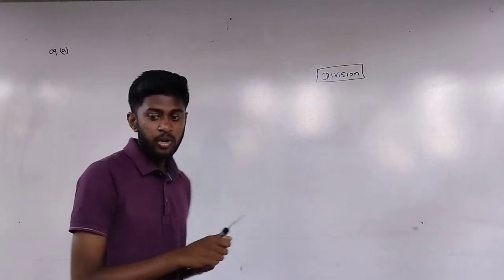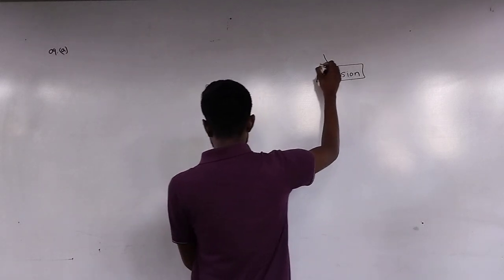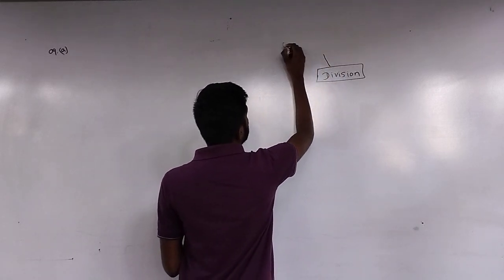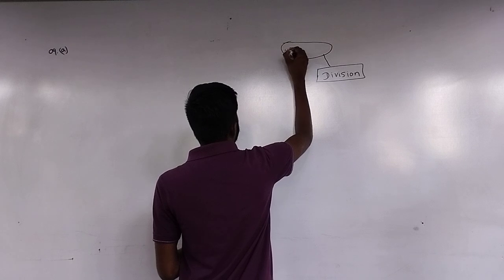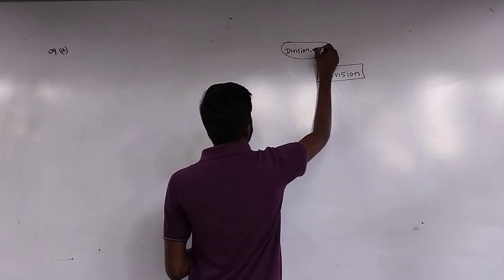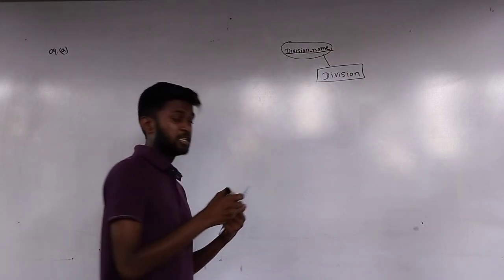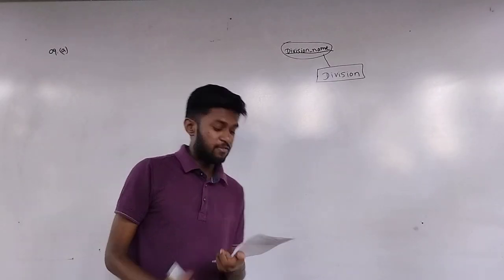Each division has a unique name. So the name is unique, so you need to underline the name. Let me say it as the division name, and that is unique, so underline it. That is the primary key in the entity division.